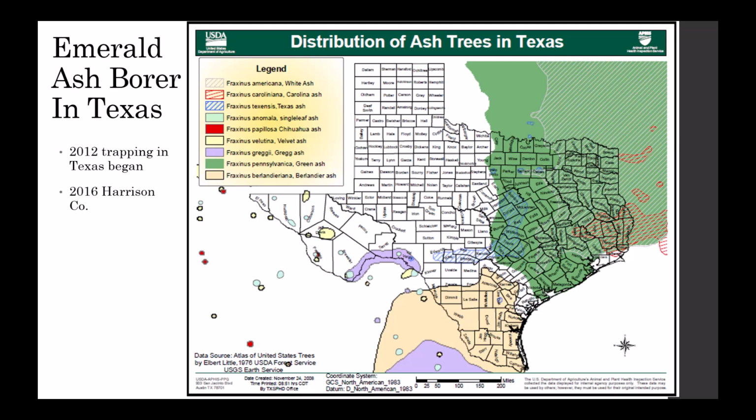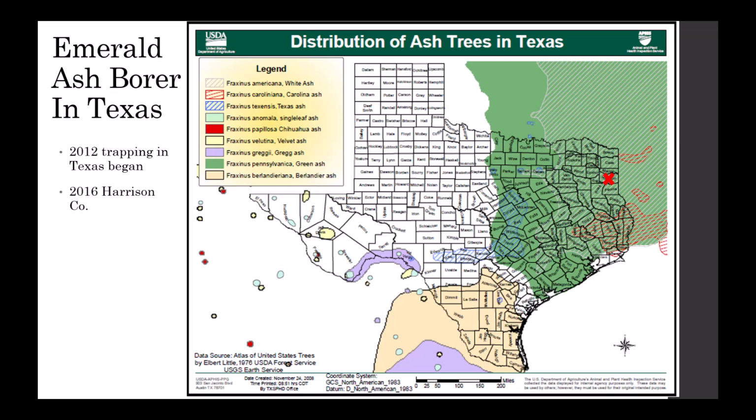The Texas A&M Forest Service began monitoring for the pest in 2012 by strategically deploying detection traps each spring. These traps are monitored throughout the spring and summer months during peak emerald ash borer emergence and movement and continue to be deployed today.